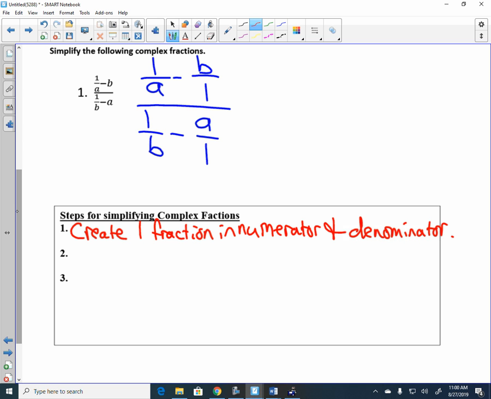Okay. What do I have to do to create one fraction in the numerator? How? Yeah, multiply top and bottom by a. So now you can see that in the top, I have 1 minus ab over a. What do I do to create one fraction in the denominator? Top and bottom by b. So I get 1 minus ab divided by b.